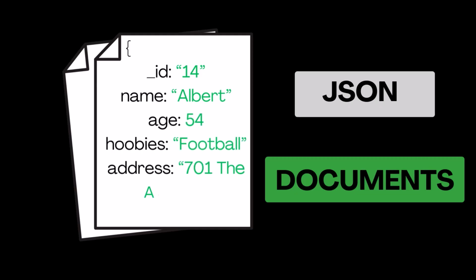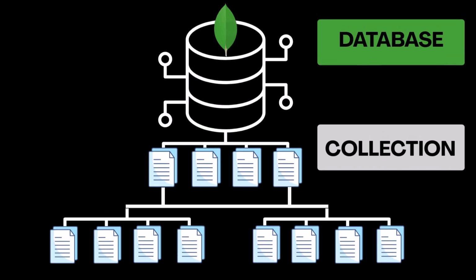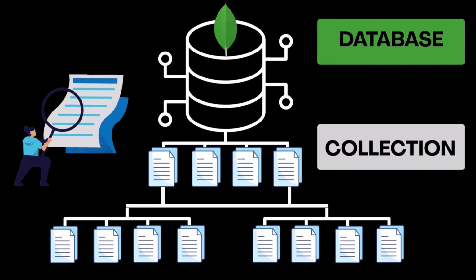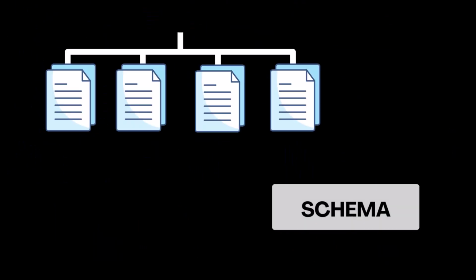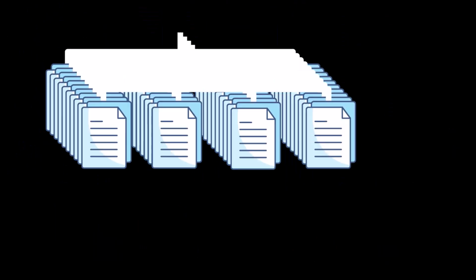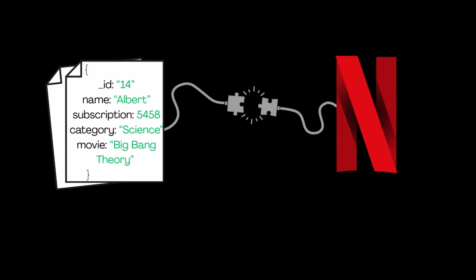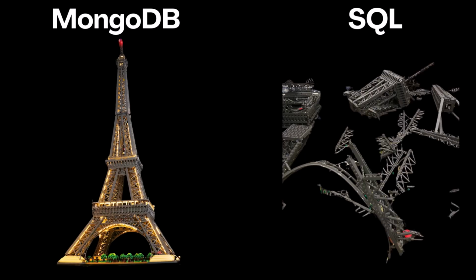So they built something new, a database that stores data in JSON-like documents. MongoDB uses documents instead of rows, grouped in collections. They are flexible and easy to query. You don't need to define a strict schema from the start. You can change your data as your app grows without running migrations. And because related data is stored together, reads are much faster since no joins are needed. It's like getting a fully built Lego set instead of piecing it together every time.